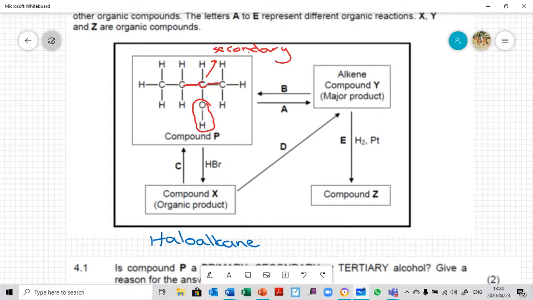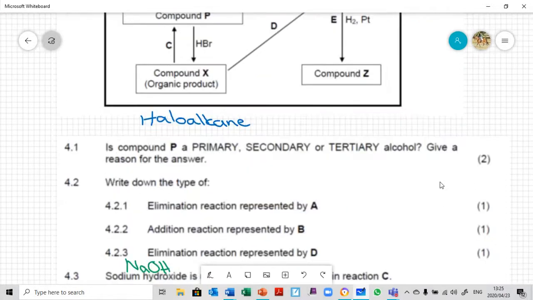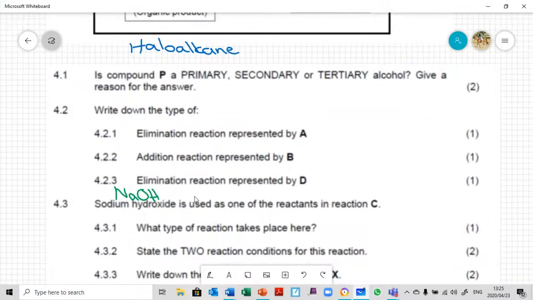Let me just see that I've got everybody. So Carl, you need to tell me if you are brave enough for rate of reactions, okay? Mpilo, 4.2.3. Okay. 4.2.3 wants to know reaction D, okay?